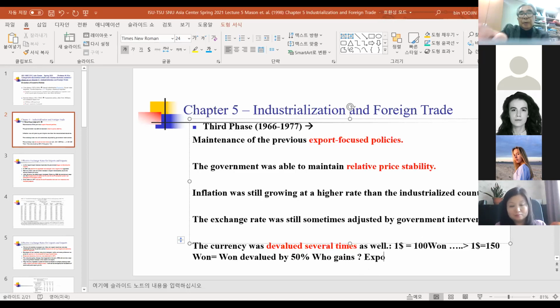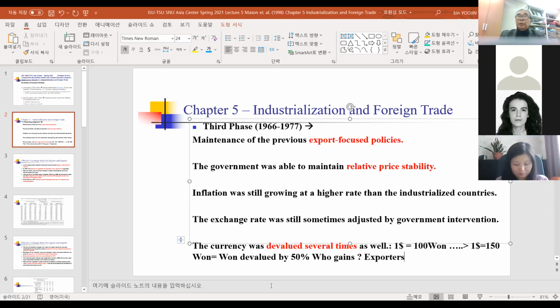Exporters. Why? If they were exporting $1, when they went to the bank, the bank used to give this exporter 101. Now, if they bring the $1 they earned to their bank, it gives 151. So happy exporters. So devaluation is an incentive for exporters.